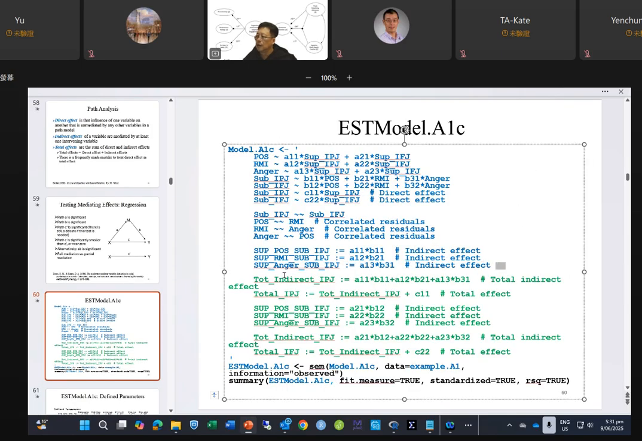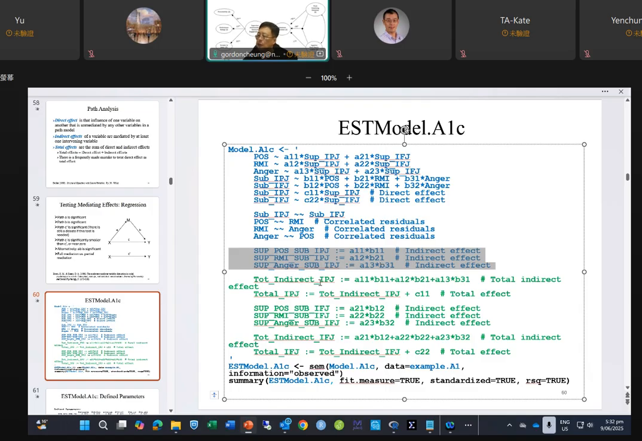This part I highlighted: the left-hand side of the colon and equal sign means that you create a new parameter. You create a new parameter based on your estimated parameters. A11 times B11, we call it an indirect effect, supervisor through POS to subordinate interpersonal justice. I just create this name. And then we have A12 times B21 and A13 times B31.